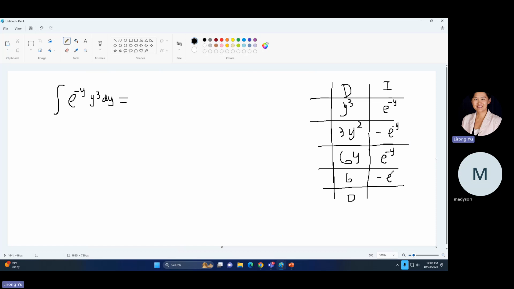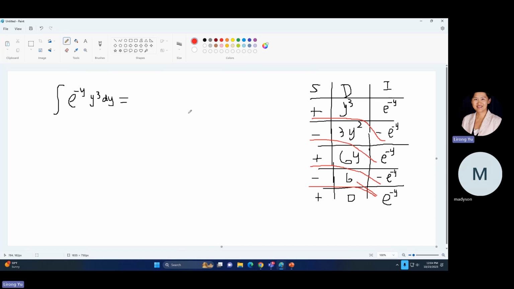And then negative e to the negative y. And then positive e to the negative y. Right? Whenever you integrate it, you do it one more time. That's what it is. And then the other column, the signs, is going to be positive, negative, positive, negative, positive, negative, and so on. What we're going to do is work diagonally, together with the sign, right? This, and this, and this.